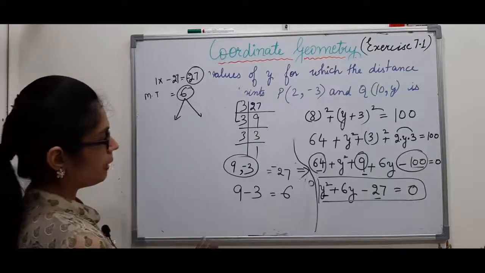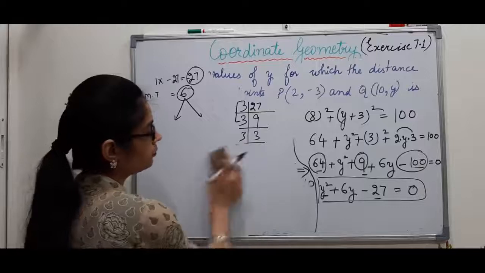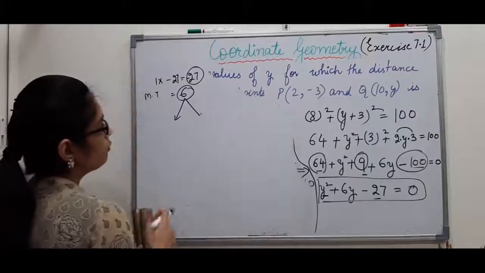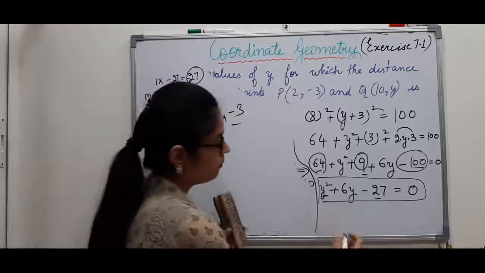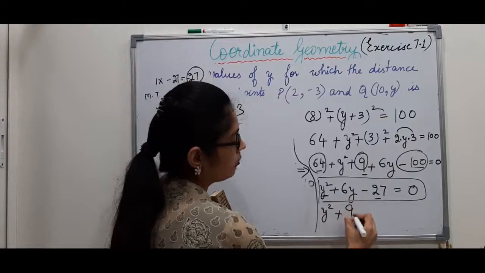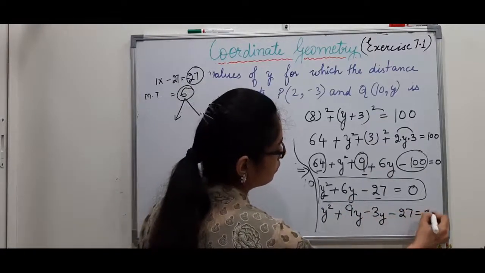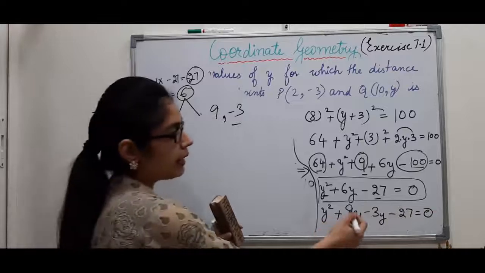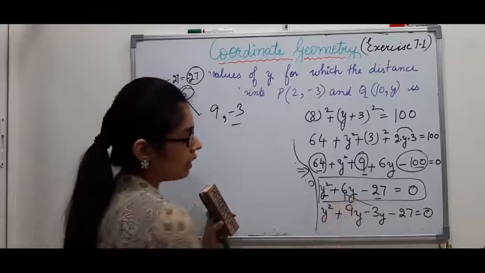So now let's come back to here. 9 and minus 3. So I have chosen 9 and minus 3. So I have to split this term. Here itself I will write plus 9y minus 3y minus 27 is equals to 0. See, 9 minus 3y, again we will get 6y. So this middle term only we are splitting.